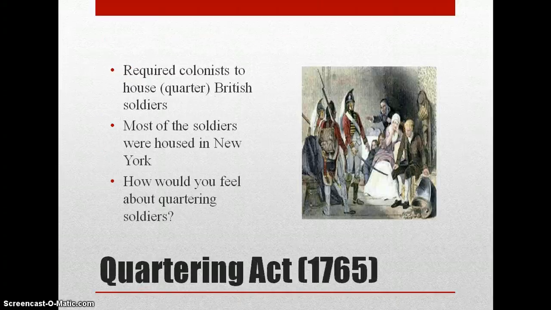The Quartering Act will be passed in 1765, and this requires colonists to house or quarter British soldiers. Most of the soldiers were housed in New York, but I mean, honestly, how would you feel about quartering soldiers? Someone just comes, knocks on your door, and says, "Hey, I'm moving in. You have to feed me. You have to make room. I'm taking your bed." How would you feel about that?